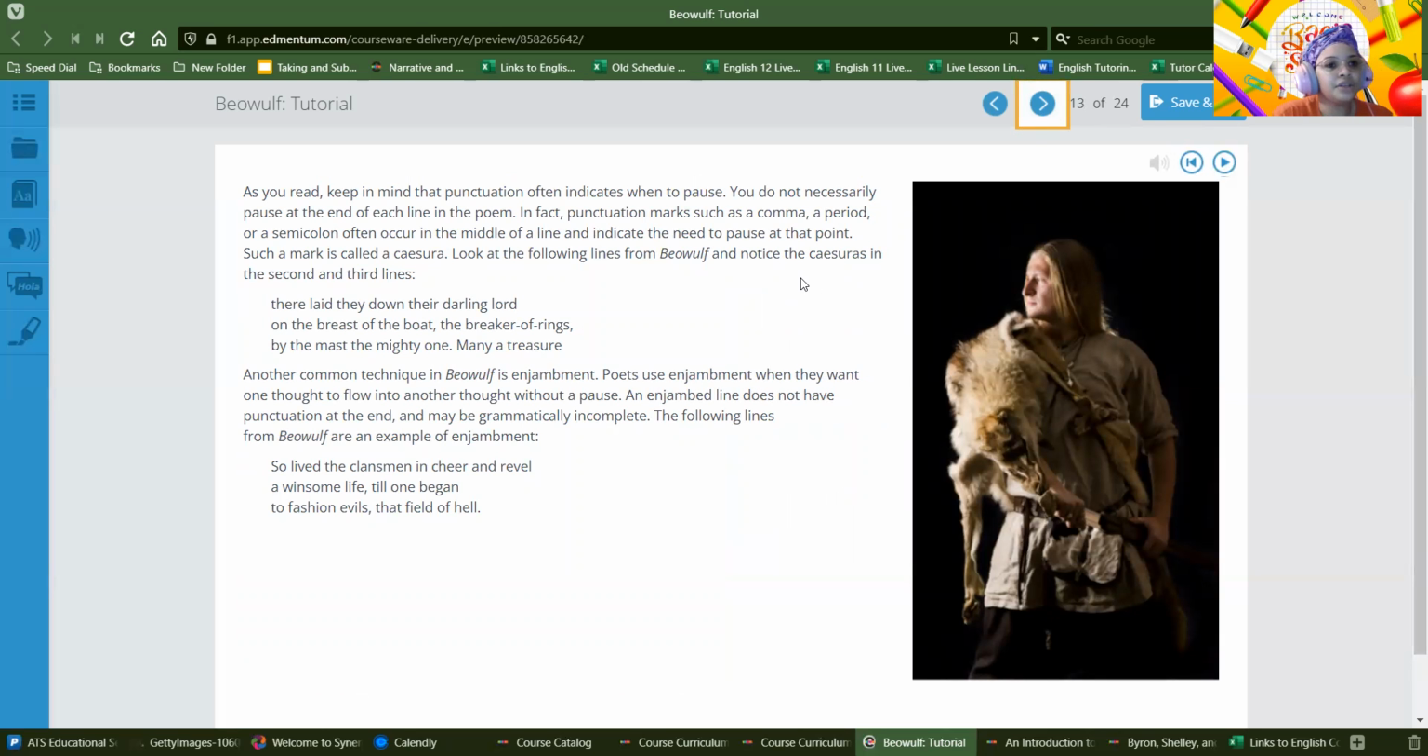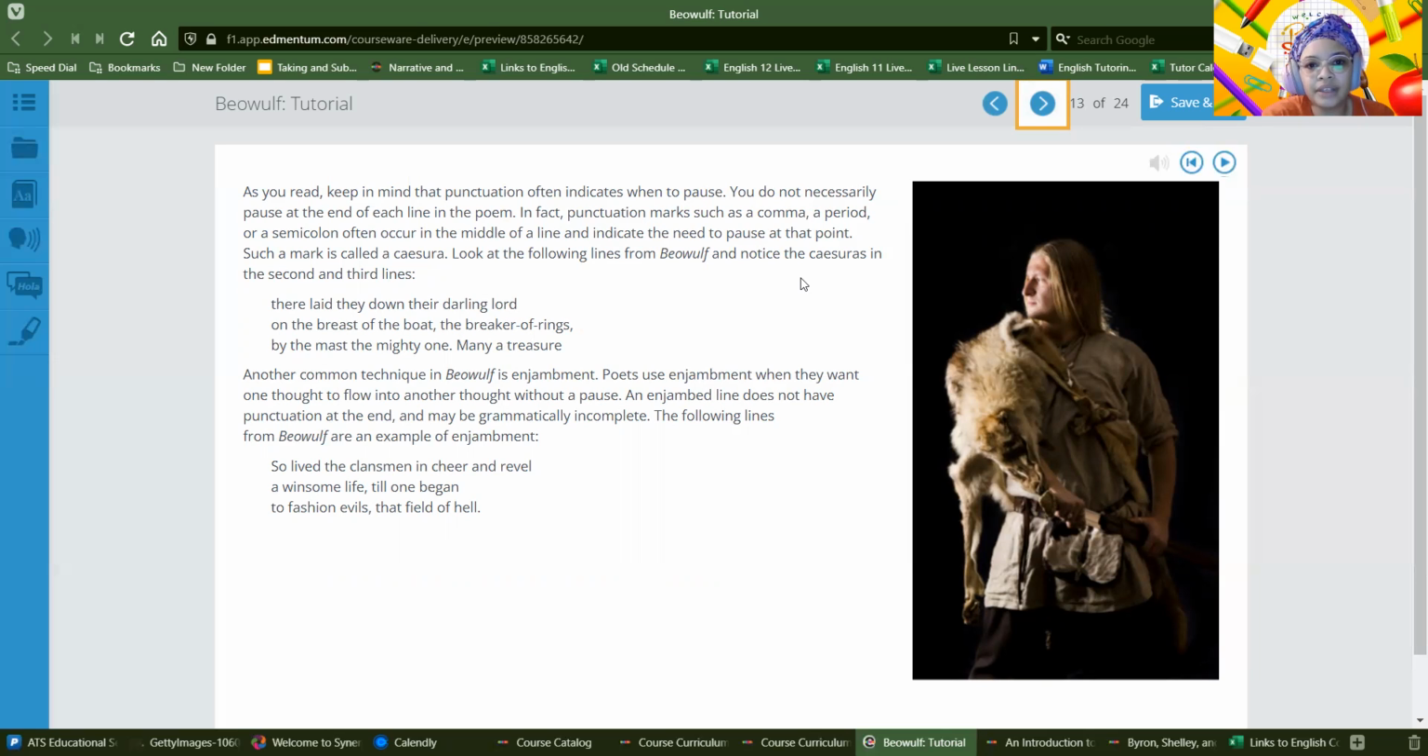Okay, so then they also talk about caesura and enjambment. Just as a reminder, caesura is when a break in the line, like at the end of the line, matches the break that's in the actual poem.